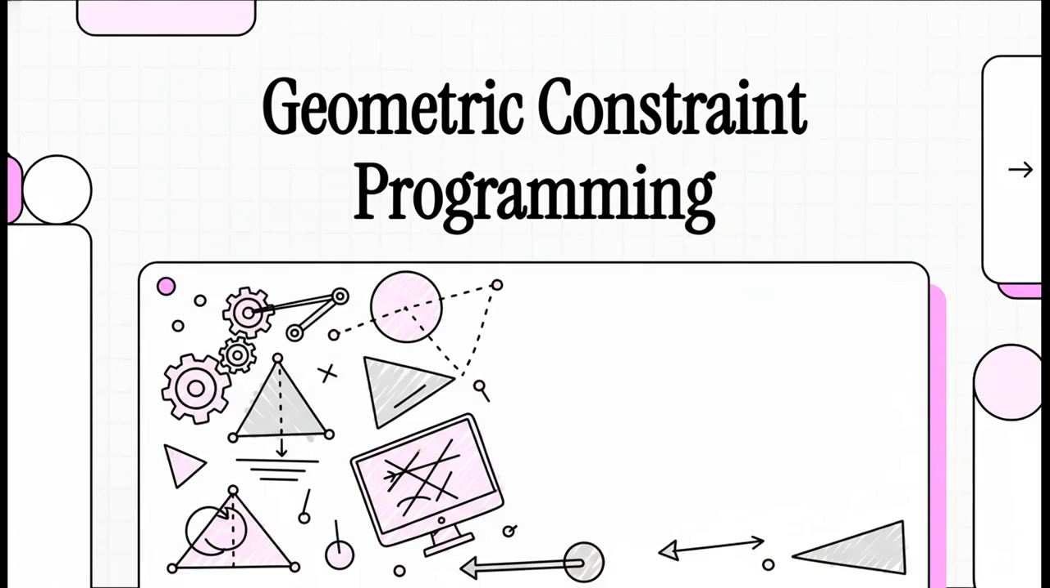What if you could design really complex machinery just by, well, drawing pictures? Today, we're going to dive into a powerful technique that lets you do exactly that, probably using software you already have on your computer. It's called Geometric Constraint Programming, or GCP for short.